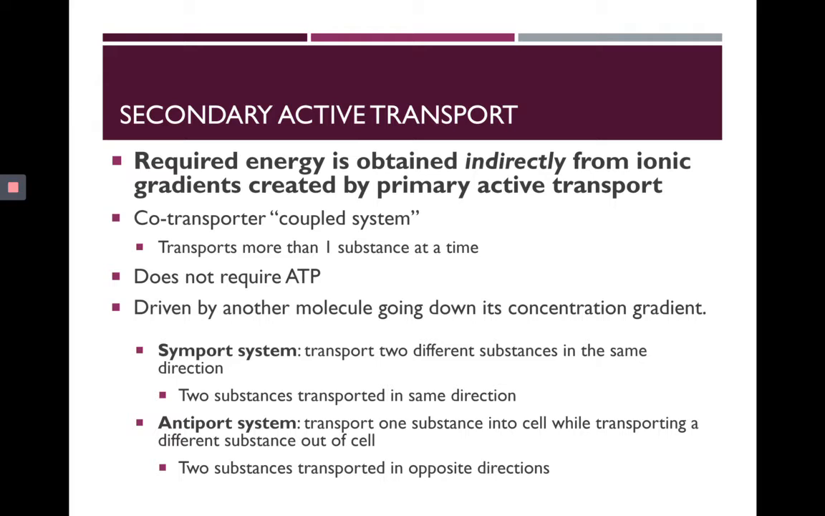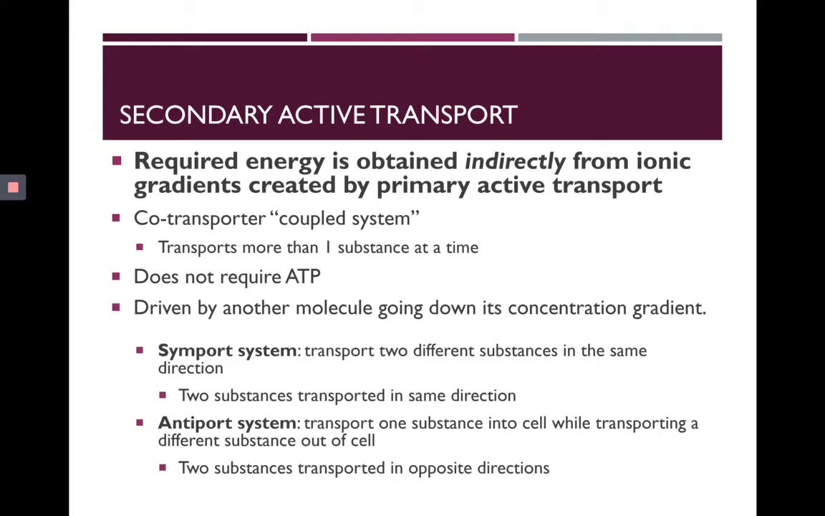So while primary active transport uses the sodium-potassium ATPase to move things like sodium and potassium against their concentration gradient, so moving them from areas of low concentration to high concentration, secondary active transport doesn't directly use ATP, but uses the energy generated from primary active transport to move something else.